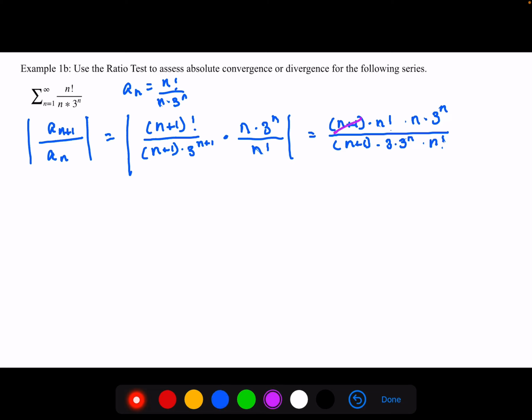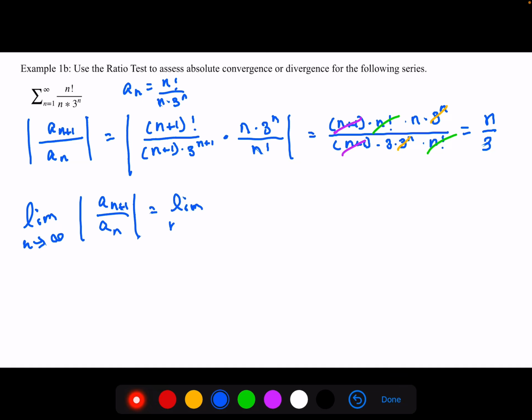Notice the n plus 1's cancel with each other, the n factorials cancel with each other, and the 3 to the n's cancel with each other. So we are left with n divided by 3. Taking the limit as n goes to infinity of the absolute value of a sub n plus 1 divided by a sub n, we have the limit as n goes to infinity of n over 3, which diverges to infinity.